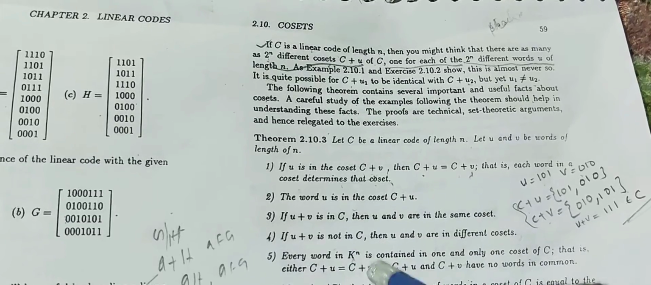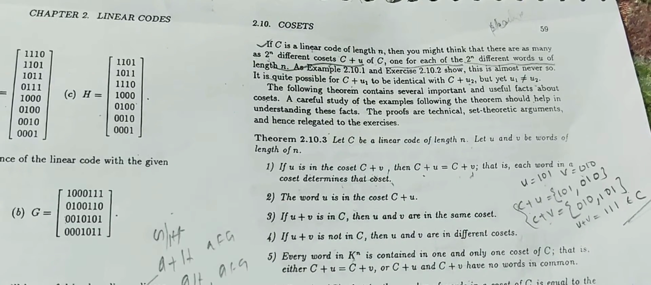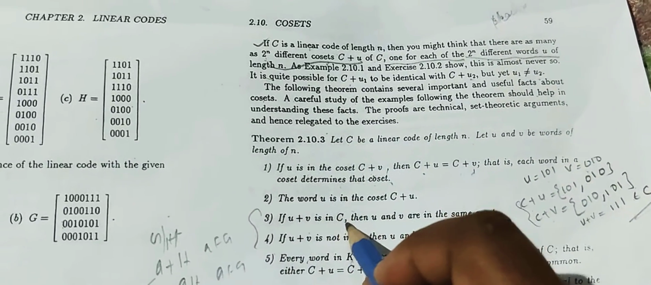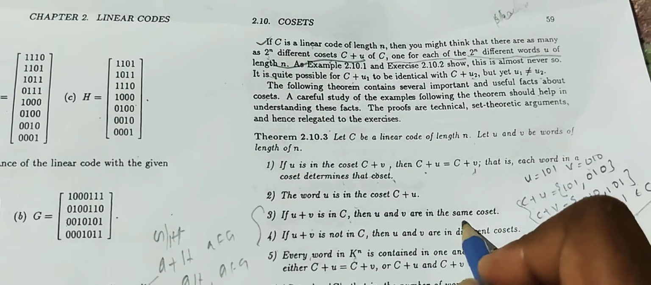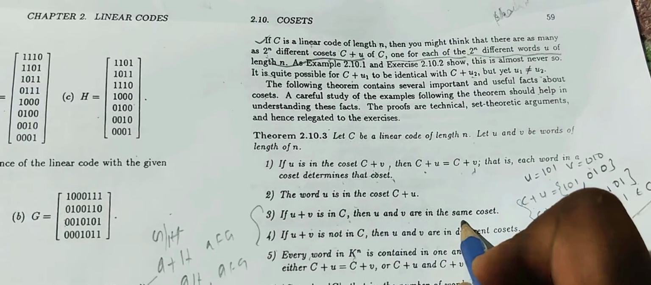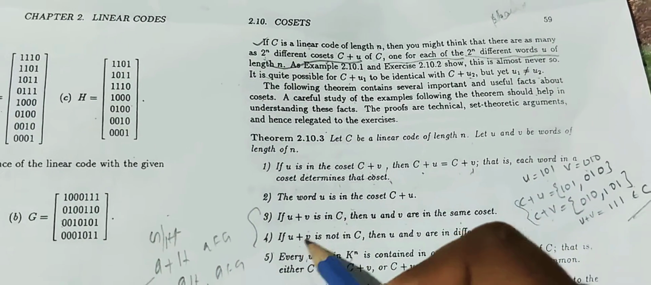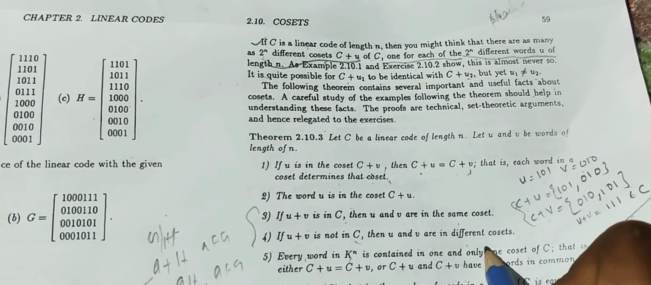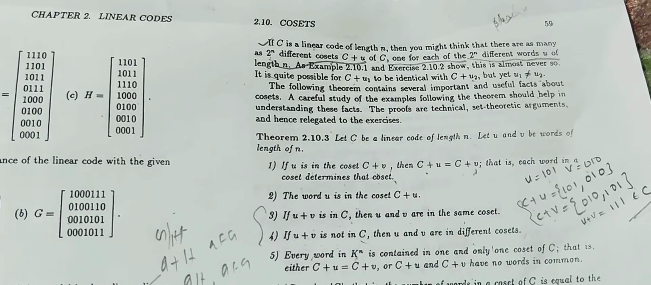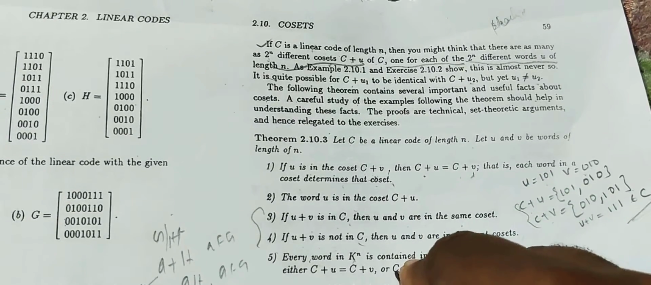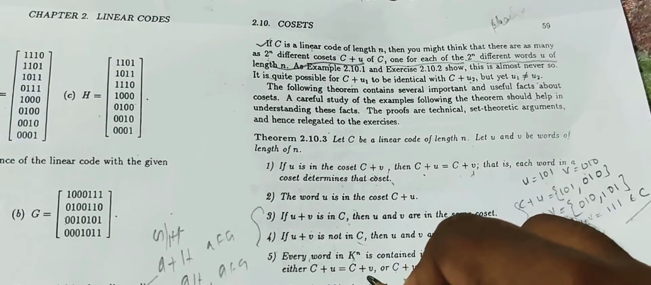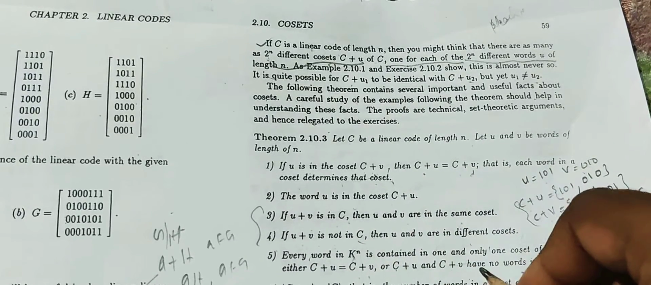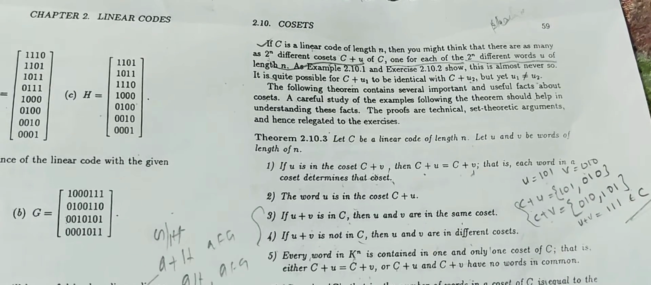The fifth one is the same as 3 and 4. If U plus V is in C, U and V are in the same coset, that is C plus U is equal to C plus V. Similarly, if U plus V is not in C, U and V are in different cosets, that is C plus U is not equal to C plus V. So it is the same as this. Either C plus U is equal to C plus V or C plus U and C plus V have no words in common, that is, they are different.